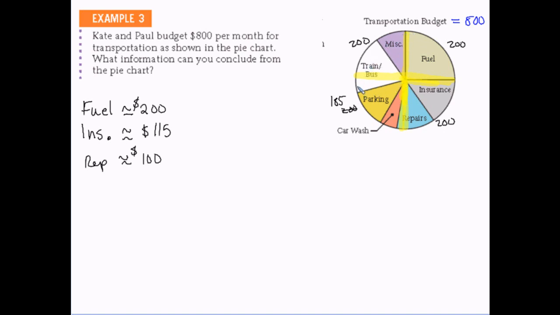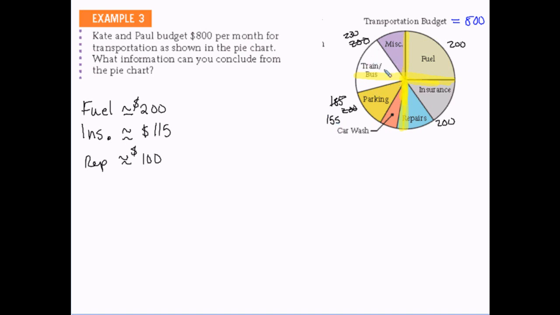How much do you think train and bus and miscellaneous all together would be? So more than 200. We said this was about 215, so 230, 240, 225, what do you guys think? 230? Okay, so we'll say this part's about 230, including the, so we have to take another 30 away from that.